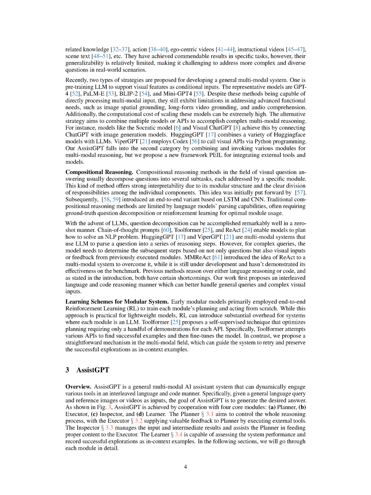Section 3: AssistGPT. We're going to explain AssistGPT, a dynamic AI system that interfaces with various tools in a conversational manner. By taking both text and reference images or videos as inputs, AssistGPT works to generate the required responses. The functioning of this system is driven by four central modules: Planner, Executor, Inspector, and Learner.